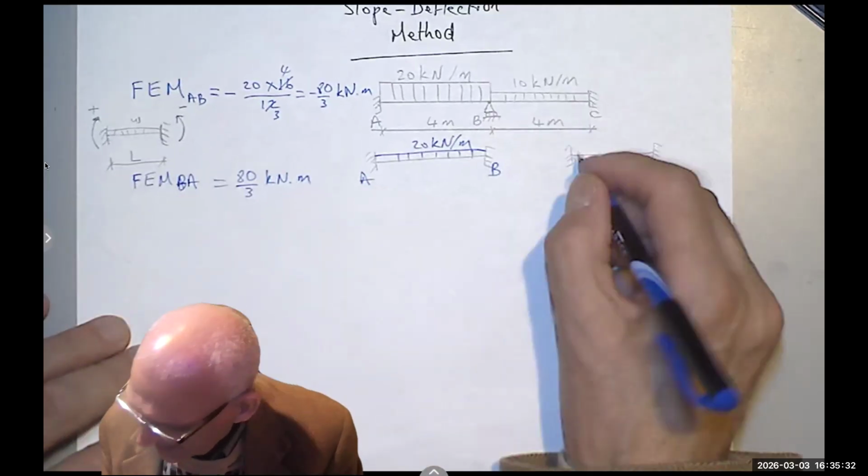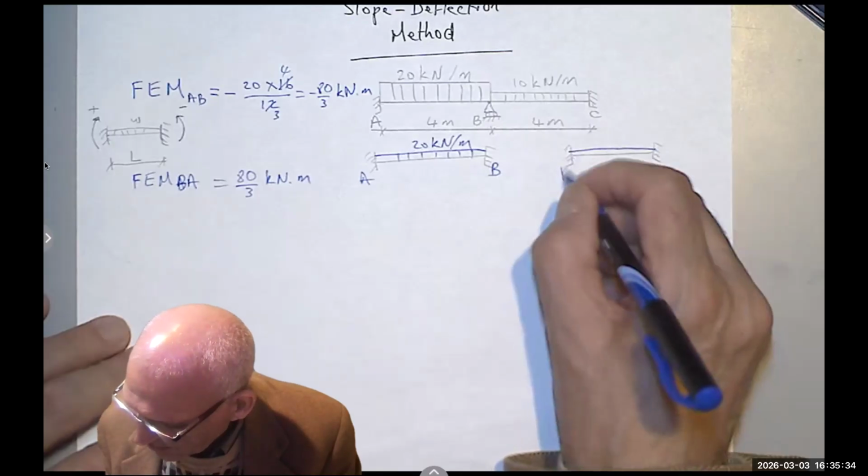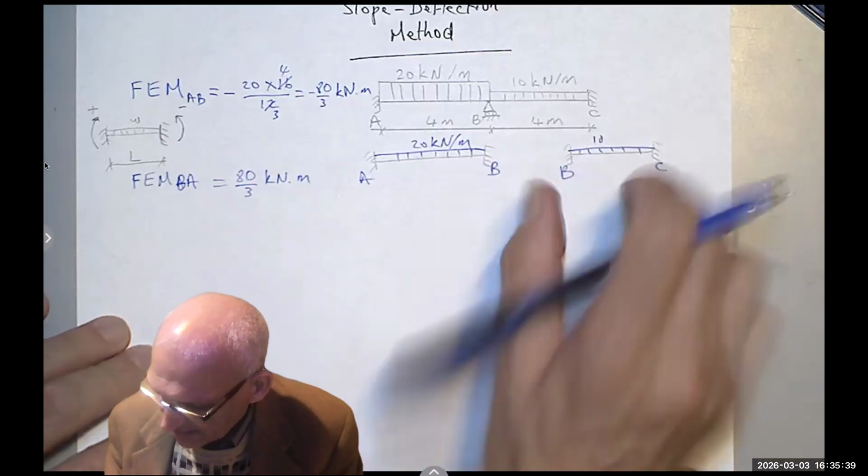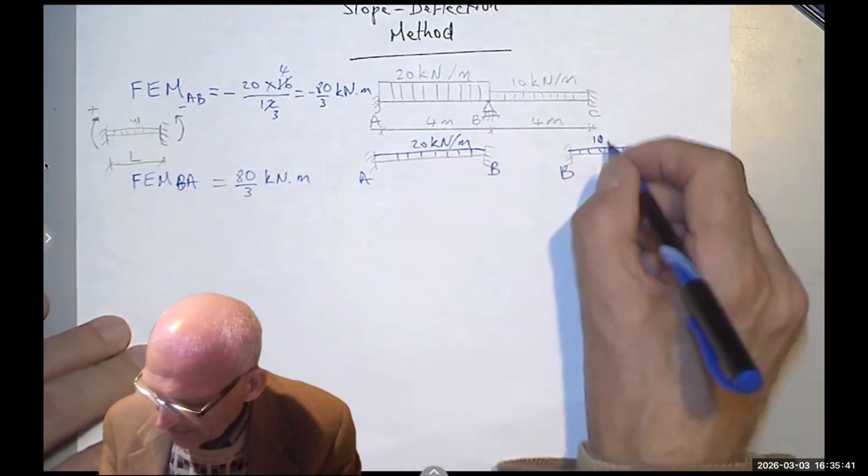I'm going to repeat that here. Find the moment BC, which definitely would be half of that because it's the same length, but half the load, right?